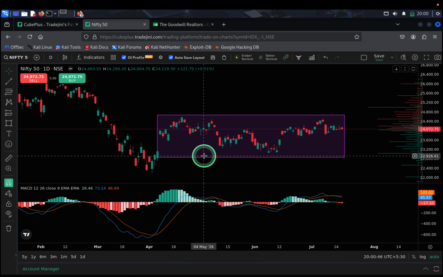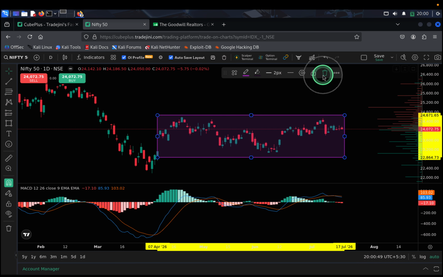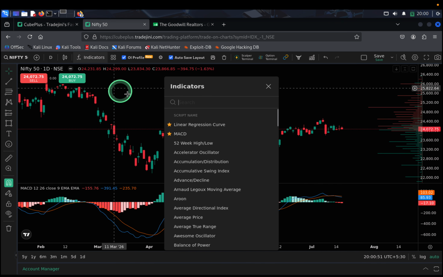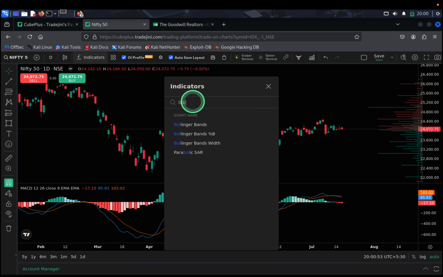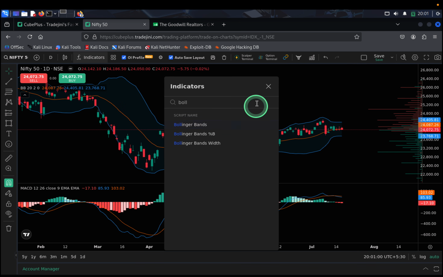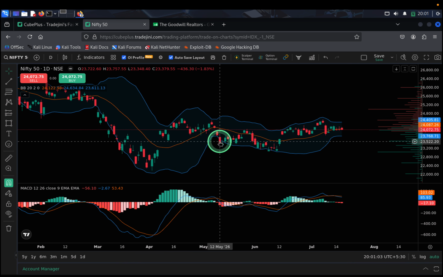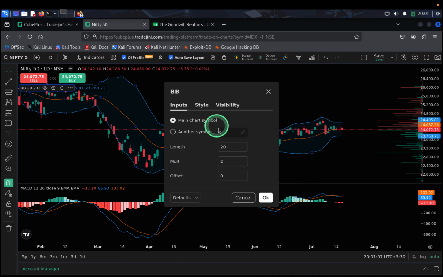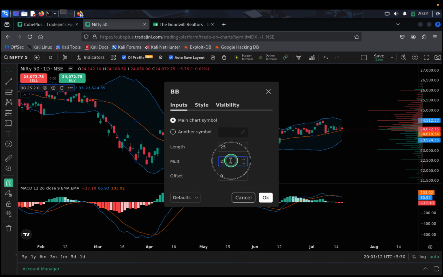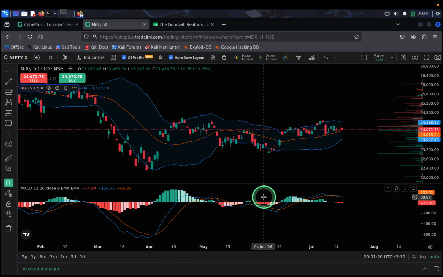And we will also plot the Bollinger Bands. Bollinger Bands tell us about volatility. If you have to change the settings, I usually use 25 length and 1.5 multiplier.